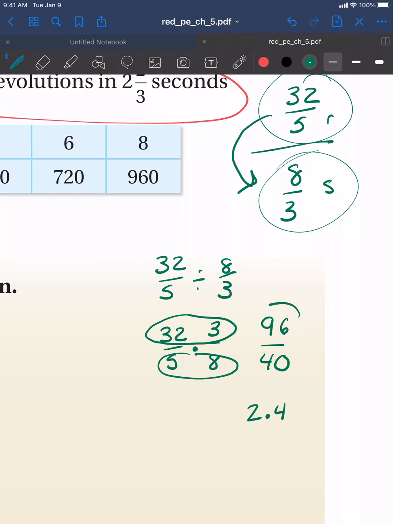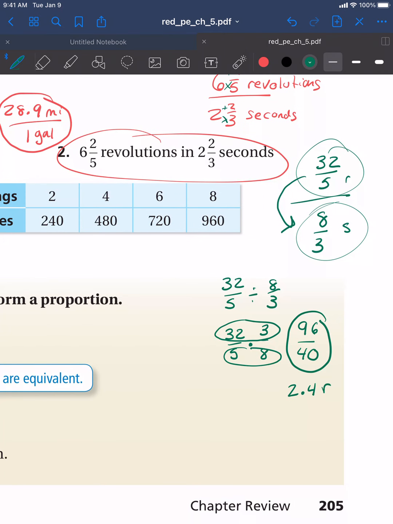Do you guys see why I can't just stop at 96 40ths? Is 96 40ths a unit rate? No. 96 40ths is simplified down to 2.4. Now, what's my final answer? Revolutions per 1 second. That means in 1 second, whatever this wheel is, it's spinning 2 and almost a half times in 1 second. That seems pretty fast to me. Actually, that is really fast.